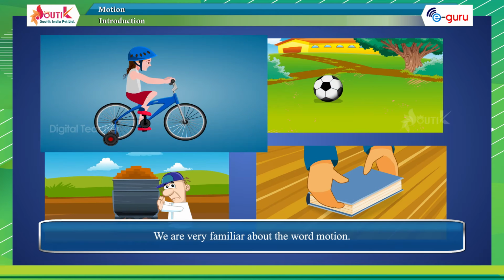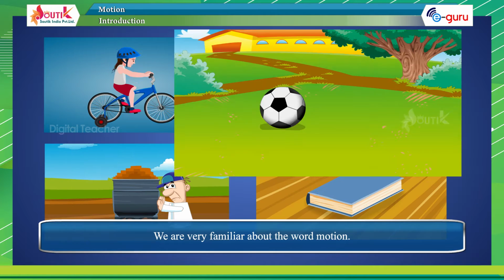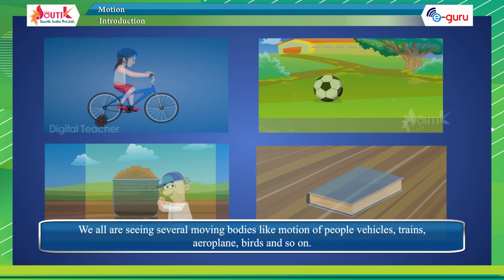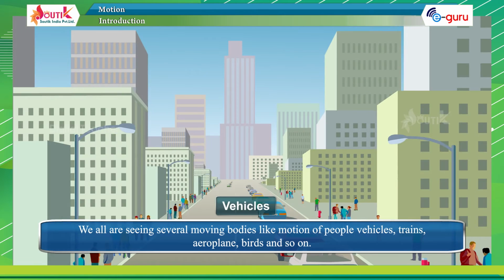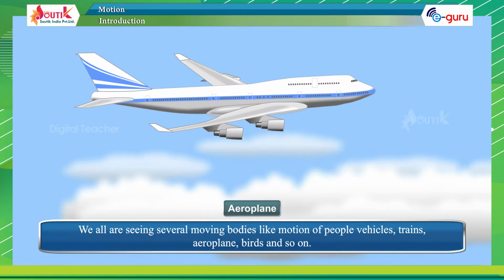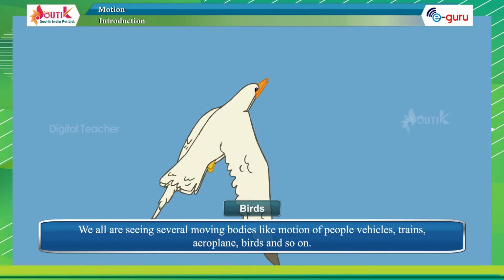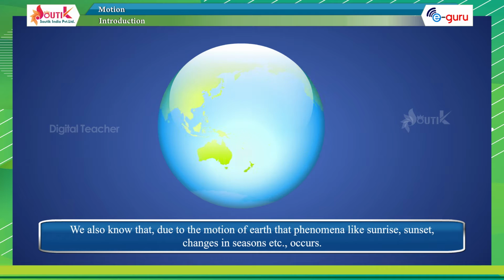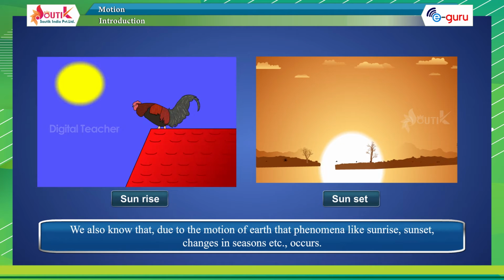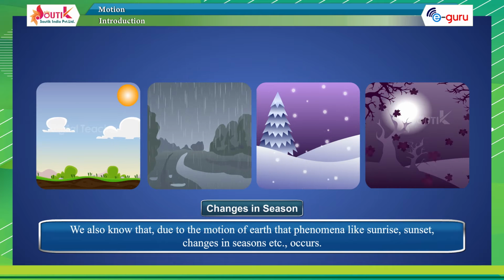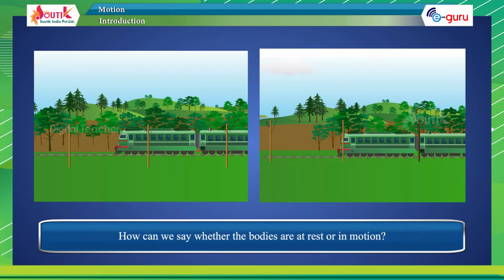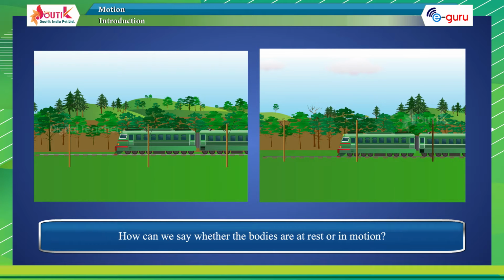Motion. We are very familiar with the word motion. We all see several moving bodies, like the motion of people, vehicles, trains, aeroplanes, birds, and so on. We also know that due to the motion of Earth, phenomena like sunrise, sunset, changes in seasons, etc. occur. How can we say whether bodies are at rest or in motion?